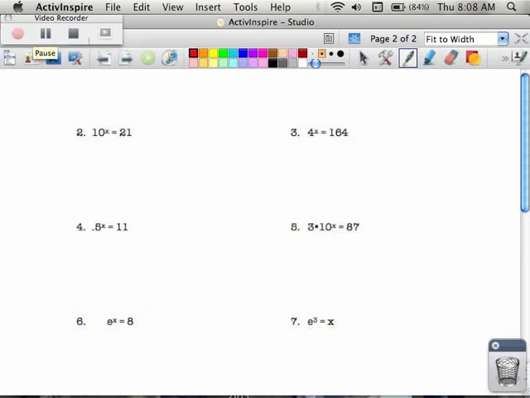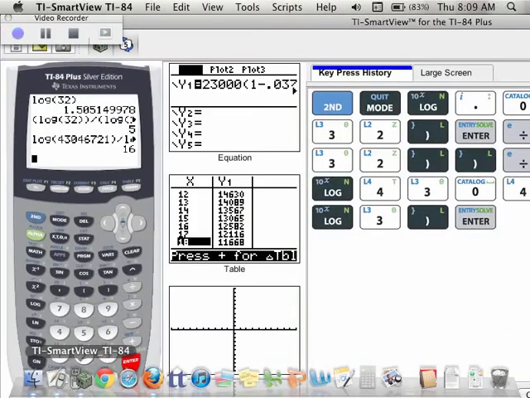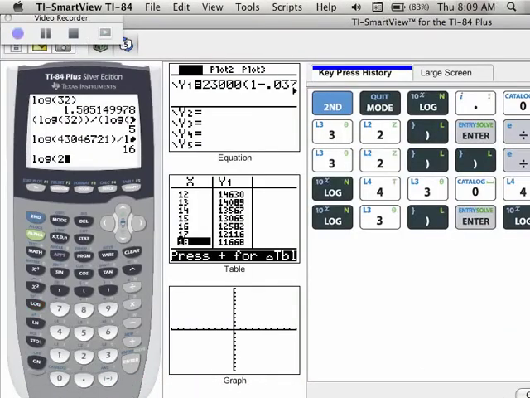More practice. So we'll just keep going with it. Number 2, we have the log base 10 of 21 equals x. Oh, goody. The log is base 10. I don't have to worry about changing the base. I just type in log 21 on my calculator. Done. So log 21 on my calculator, and I get 1.32. That's the answer.